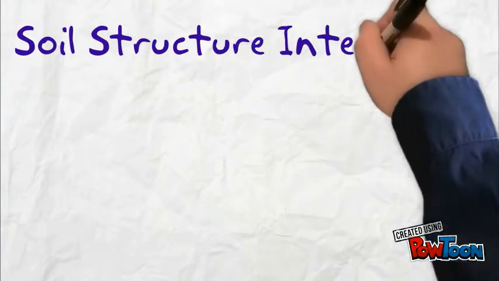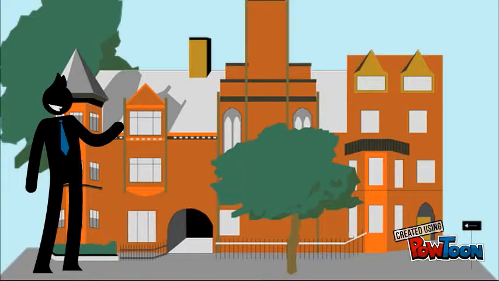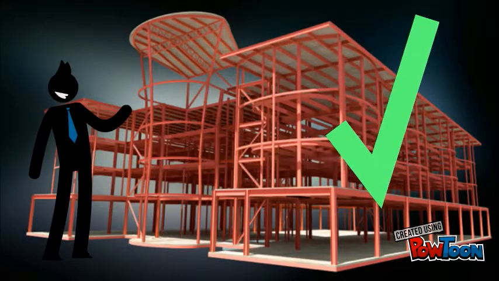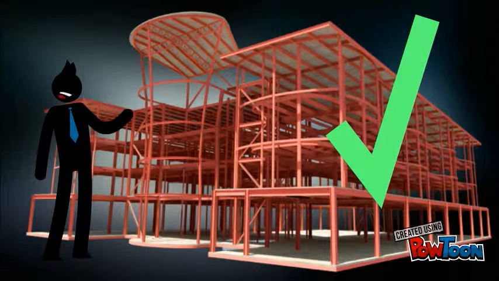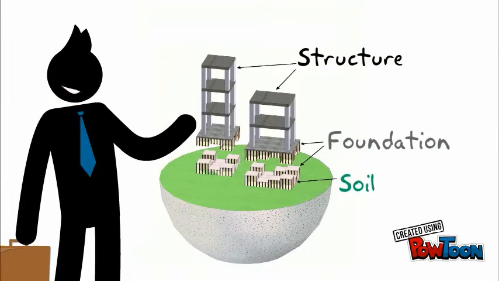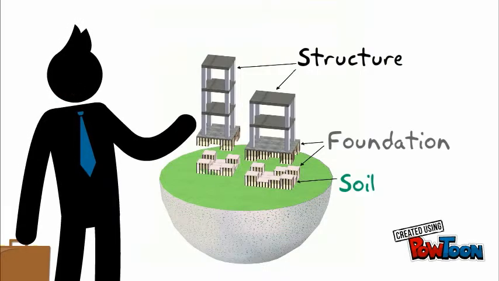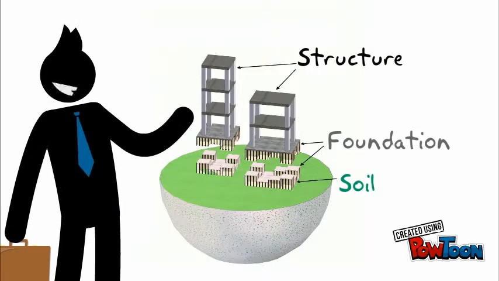Hello friends, you're currently inside a building, aren't you? The building is a structure that is not flying in the air, but supported by soil through its foundation. The analysis that evaluates the collective response of the three linked systems, the structure, the foundation, and the soil, is called soil structure interaction analysis.